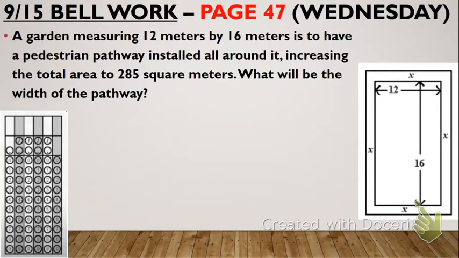All right, so I kind of want to start on the bell work with you guys, because this one's a little bit, like, you got to do some decoding to figure out what to do and where to go. So we've got this garden, and I've got a picture off to the side for us to look at. It measures 12 meters by 16 meters, and they're going to put a pedestrian pathway, a sidewalk, around it. I don't know why they decided to use the words pedestrian pathway. They're going to put a sidewalk all the way around this.